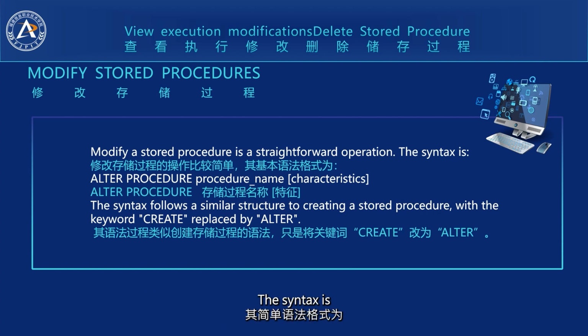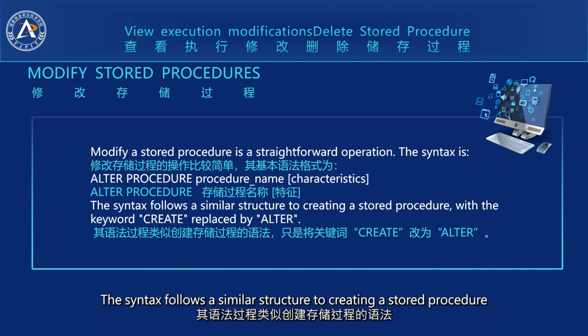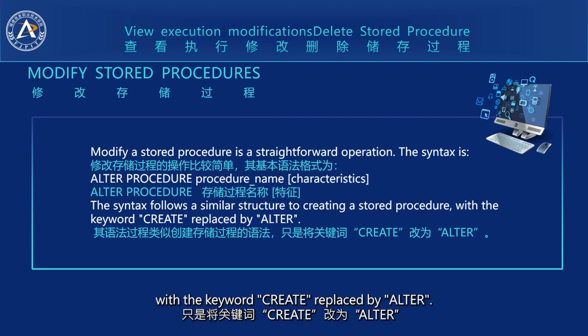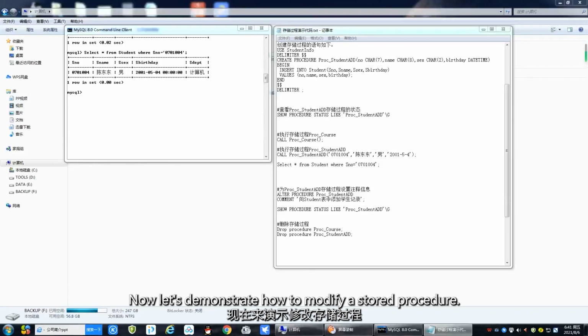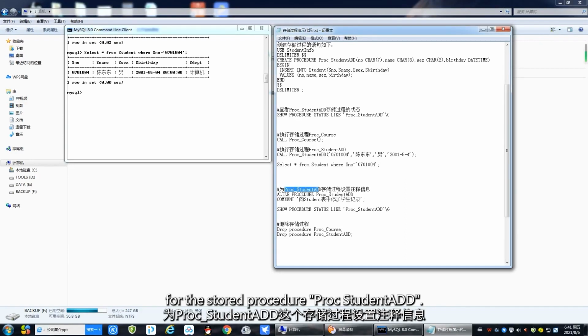Modifying a stored procedure is a straightforward operation. The syntax is ALTER PROCEDURE proc_name characteristics. The syntax follows a similar structure to creating a stored procedure, with the keyword CREATE replaced by ALTER. Now let's demonstrate how to modify a stored procedure. We'll use an example of setting a comment for the stored procedure proc_studentDD.